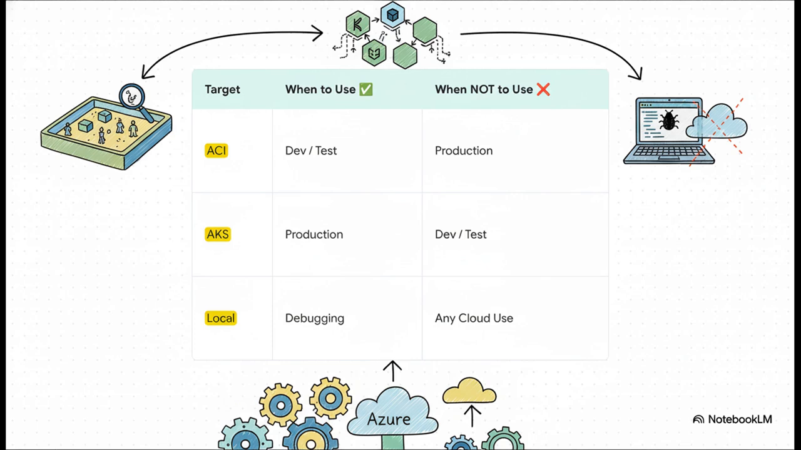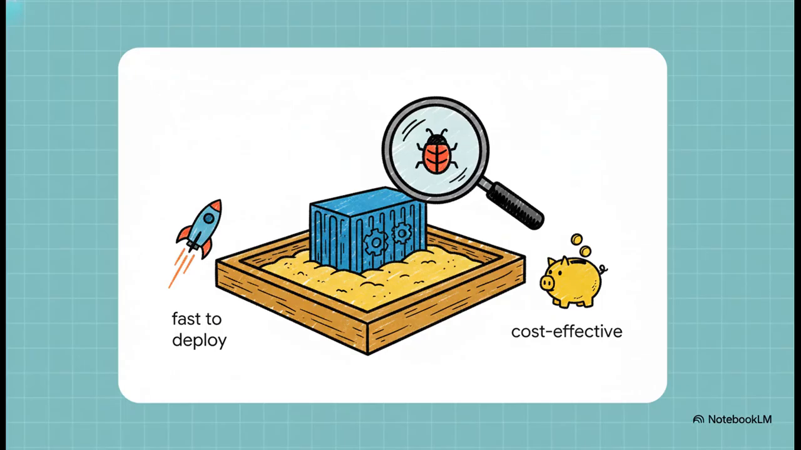You've basically got 3 choices. First, Azure Container Instances, or ACI. Just think of this as your dev and testing sandbox. Second, Azure Kubernetes Service, or AKS. This is the big one, your high-scale, secure production powerhouse. And third, you can always run it local, but that's really just for debugging on your own machine before you even think about the cloud. So here's the rule of thumb, and this is super important. ACI is your best friend for the early stages.